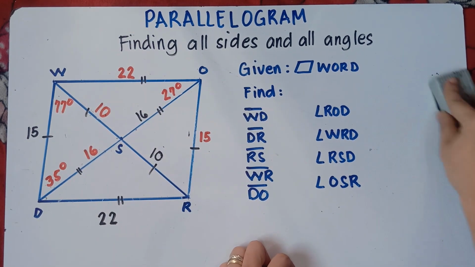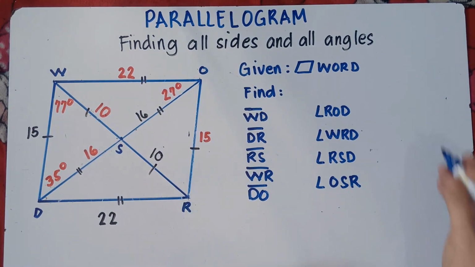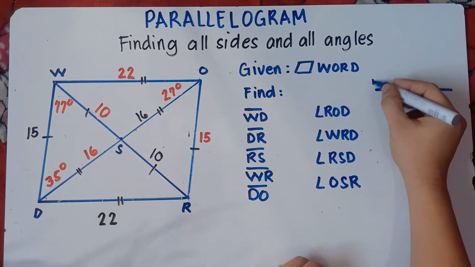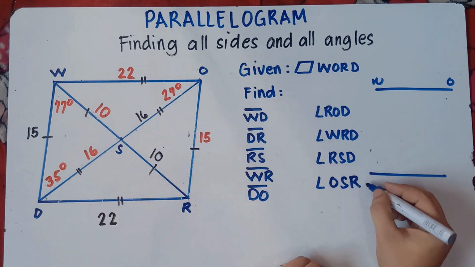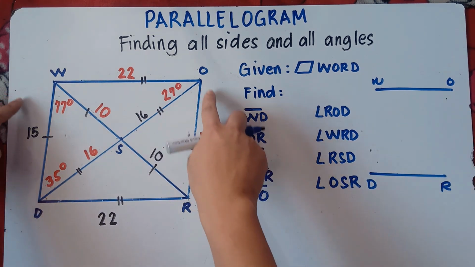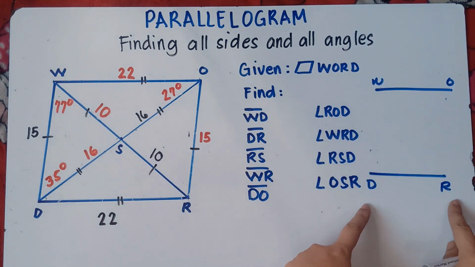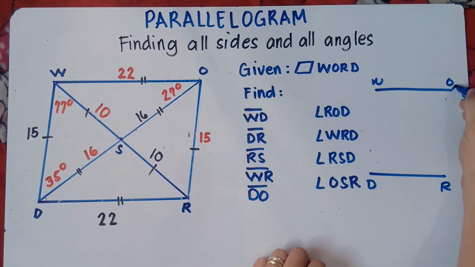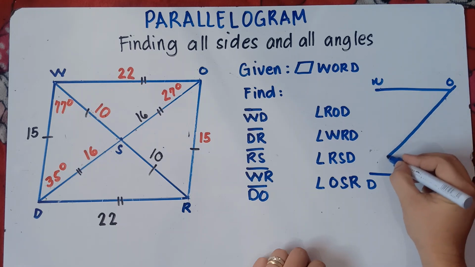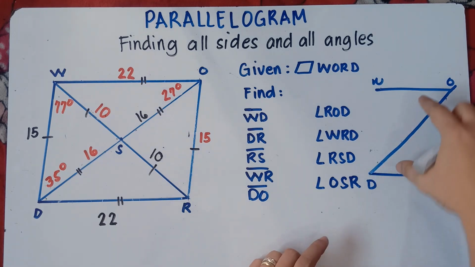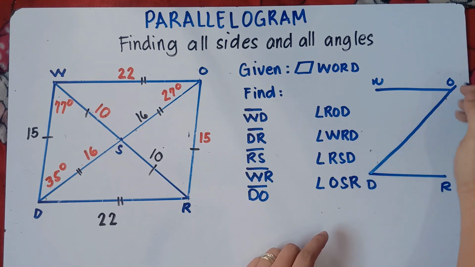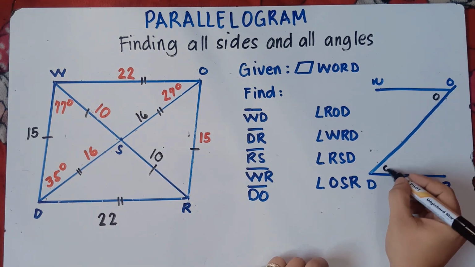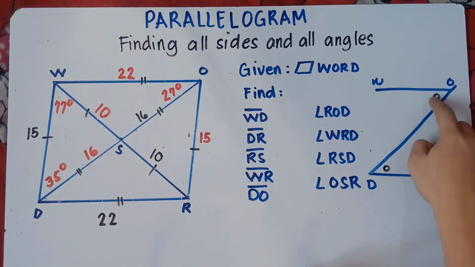Let me just draw this parallelogram. This is WO, and we draw this parallel line, DR. Check this, class, this is just the same, WO and DR. Then we draw a transversal line. We have two parallel lines cut by a transversal line. We all know that this angle right here is congruent to this angle. Alternate interior angles are congruent.